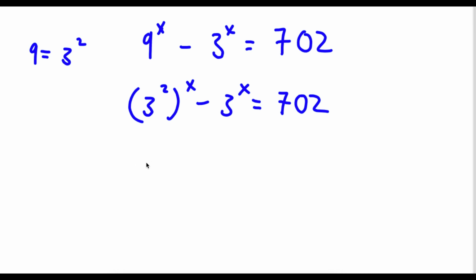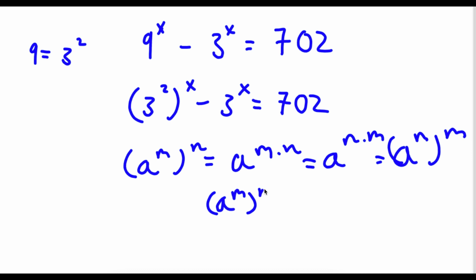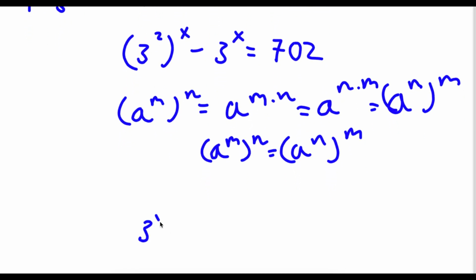Now, if I have something in the form a to the power of m to the power of n, this is equal to a to the power of m times n. And m times n, these two are interchangeable. So this is the same thing as a to the power of n times m, meaning n times m we could rewrite as a to the power of n to the power of m. So a to the power of m to the power of n is equal to a to the power of n to the power of m. So in this case, I have 3 to the power of 2 to the power of x, and I'm going to rewrite that as 3 to the power of x to the power of 2.